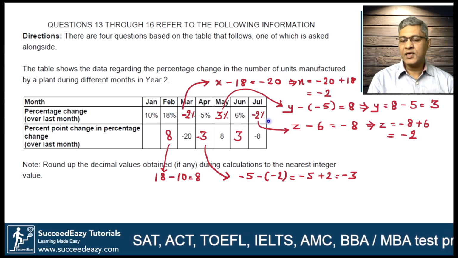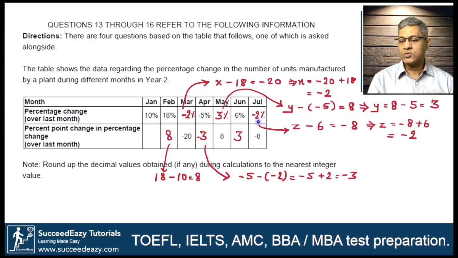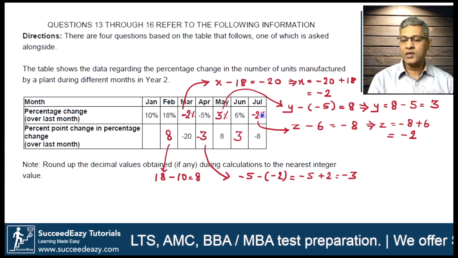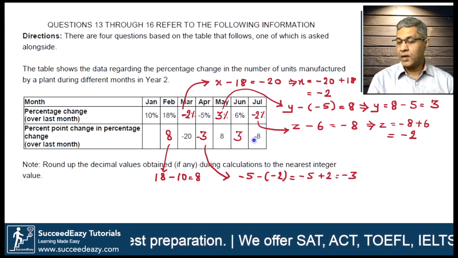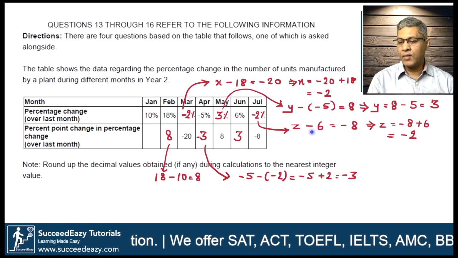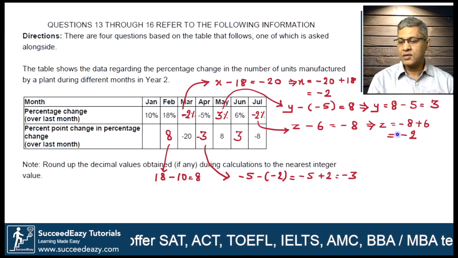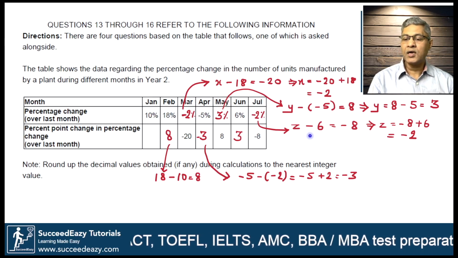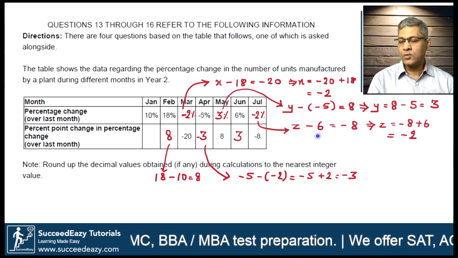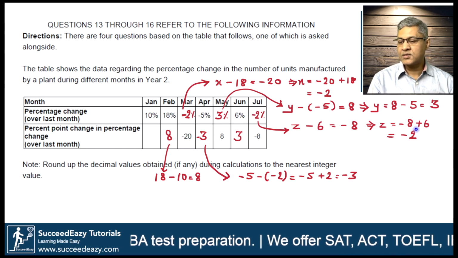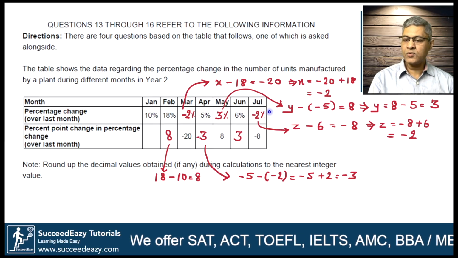Same way, z, 6 minus 8 is minus 2. Straight away you get that. Or, if this is z, you get z minus 6 equals minus 8. And then add plus 6 on both sides. Sorry, not minus 6, add plus 6 on both sides. So this will cancel out. Then you will get minus 8 plus 6, that is minus 2, right? That is how you get minus 2.